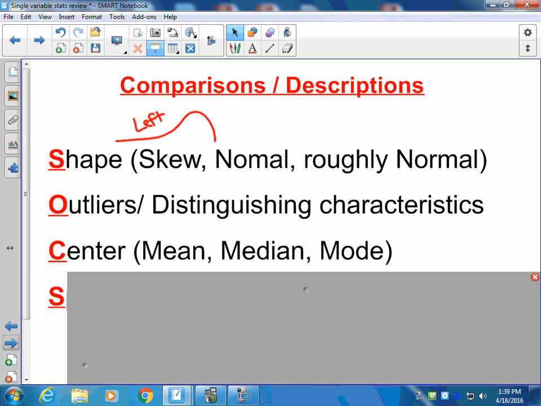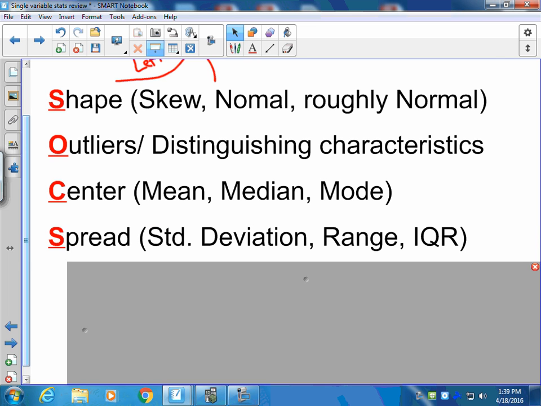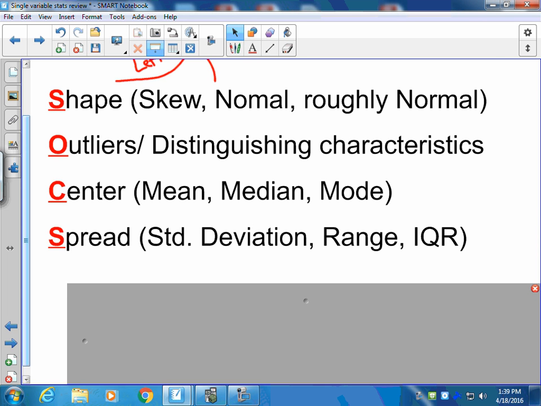Then we need a measure of center. Okay, mean and median are going to be your most common measures of center that you would want to describe. Use what's easiest to get from the information given. And then the last thing we need is a measurement of spread: standard deviation, range, interquartile range.